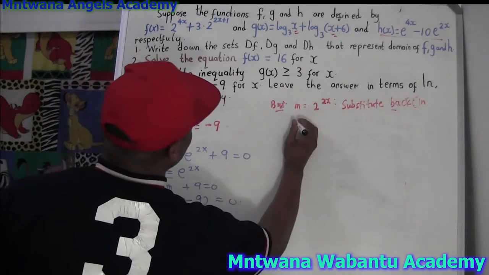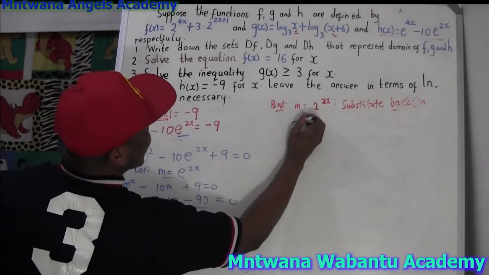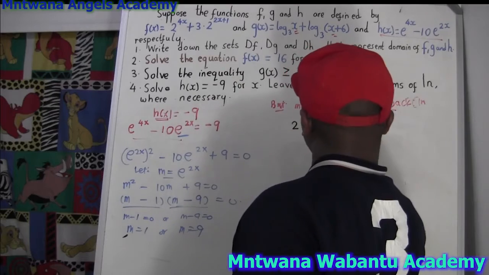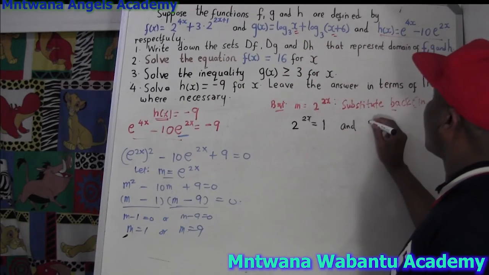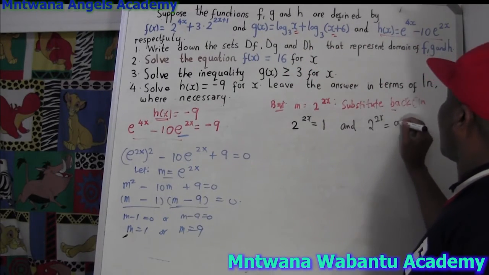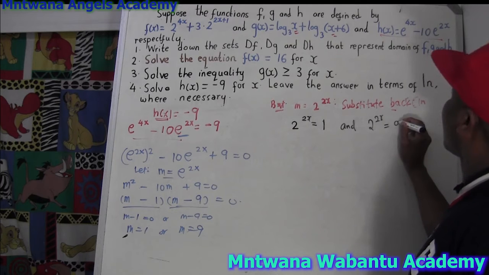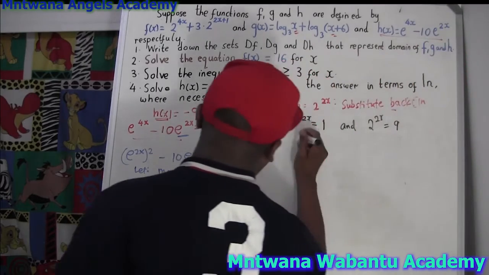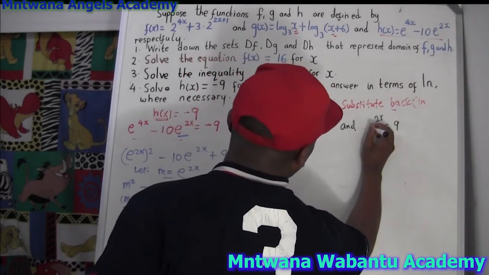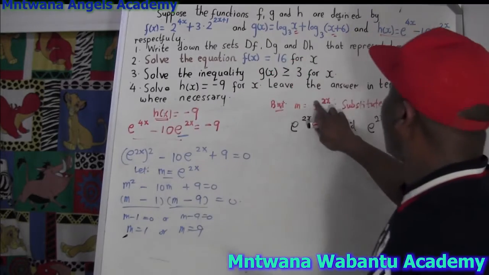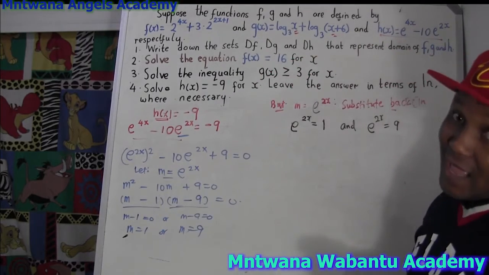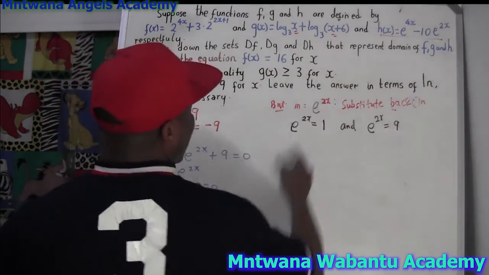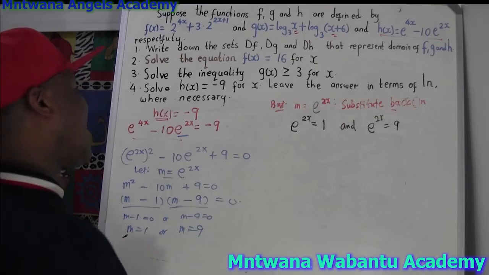m equal to e^(2x). Now e^(2x) equal to, we know this equal to 1. And also m equal to 9 means e^(2x) equal to 9. No, come on, it's e, man. What am I doing? Oh my god. Okay, e, not 2. It's e. So our e equal to that one.